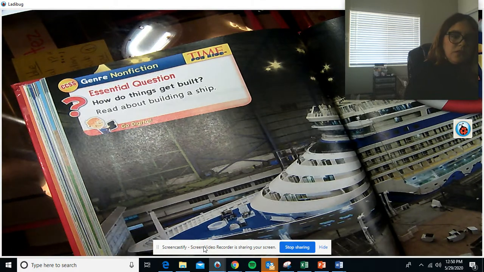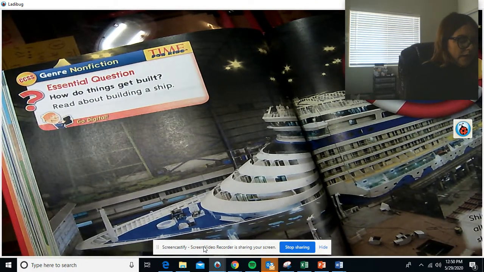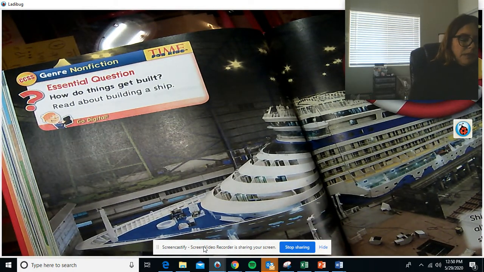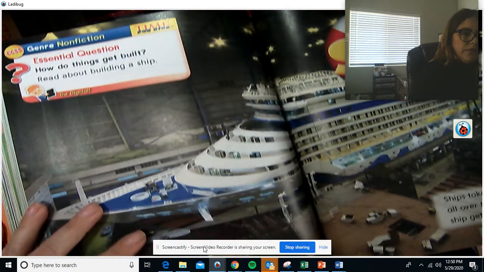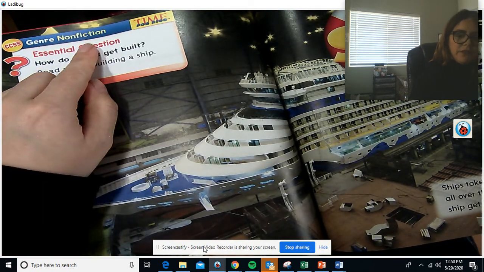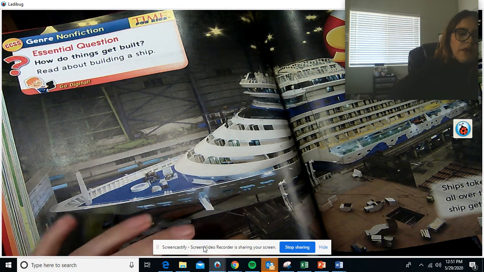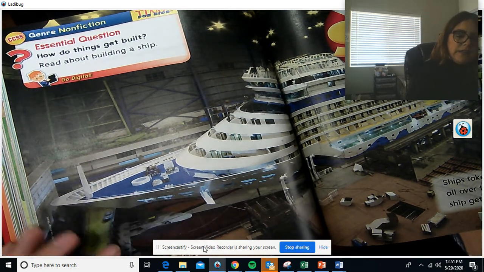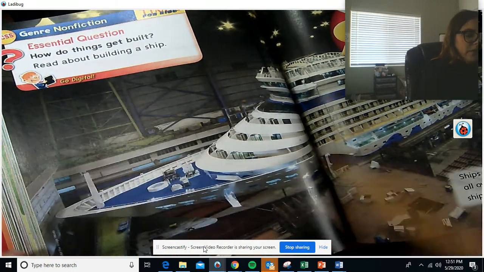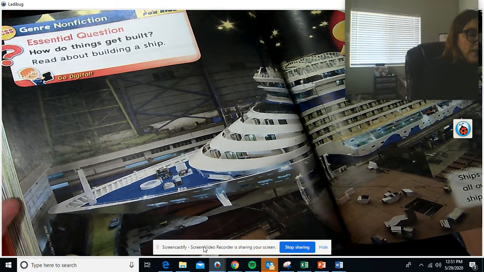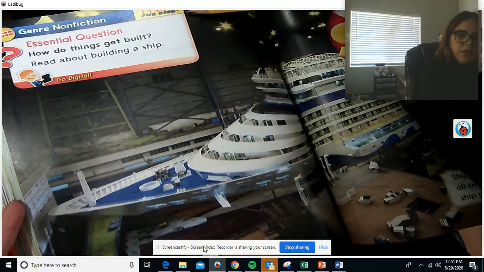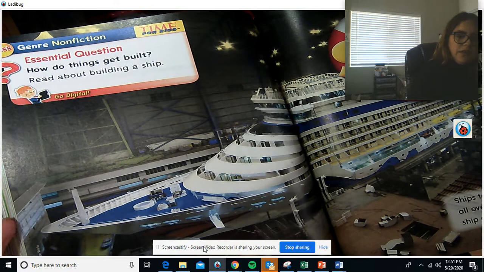So our essential question is, how do things get built? And today we're going to read about how a ship gets built. And the genre is nonfiction. So we're going to be reading about true facts, right? This is not make-believe. Nonfiction means it's true. And this comes from the magazine Time for Kids.